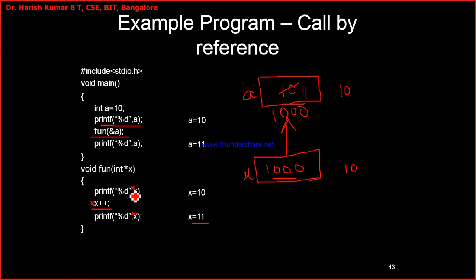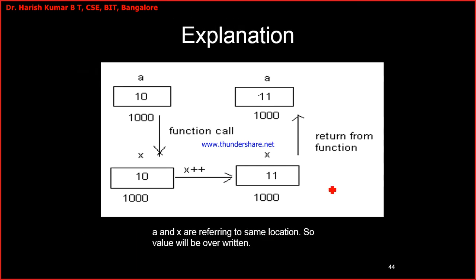Sorry, the stars are missing. The dereferencing operator star is missing. Got the point? *x, yes sir, *x++, and *x. Now when the control returns back and you say print a, how much should it print? Whether you print *x or print a, it should print 11. Okay.